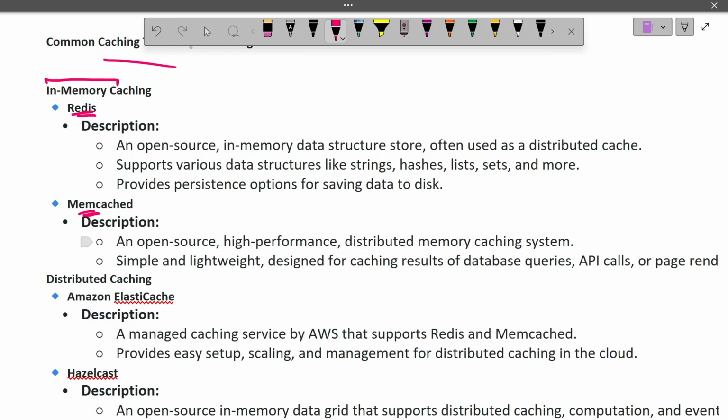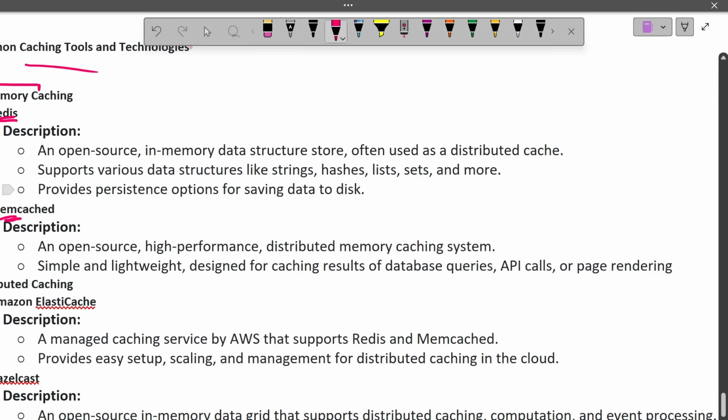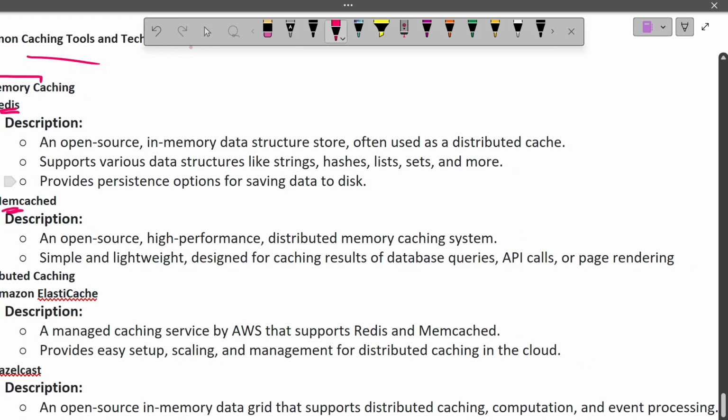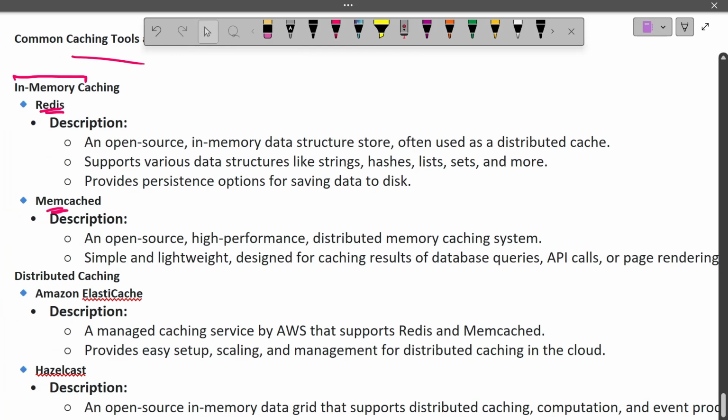Memcache is also open source and high performance. It's a distributed caching system, which I've already discussed, and it is simple and lightweight. But I think Redis is more feature heavy because of the data structure support which it gives. But I don't want to go deep into any of the caching solutions right now. If you want a dedicated video on any of them, let me know.